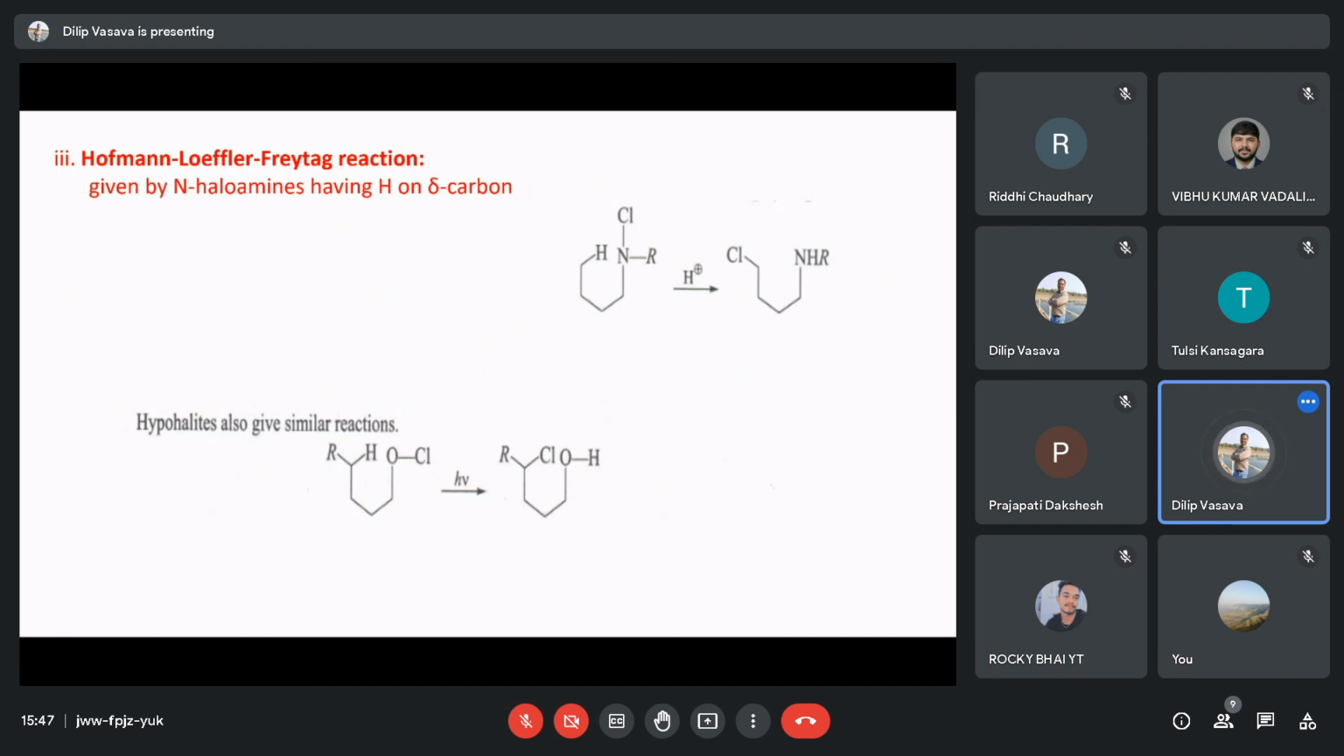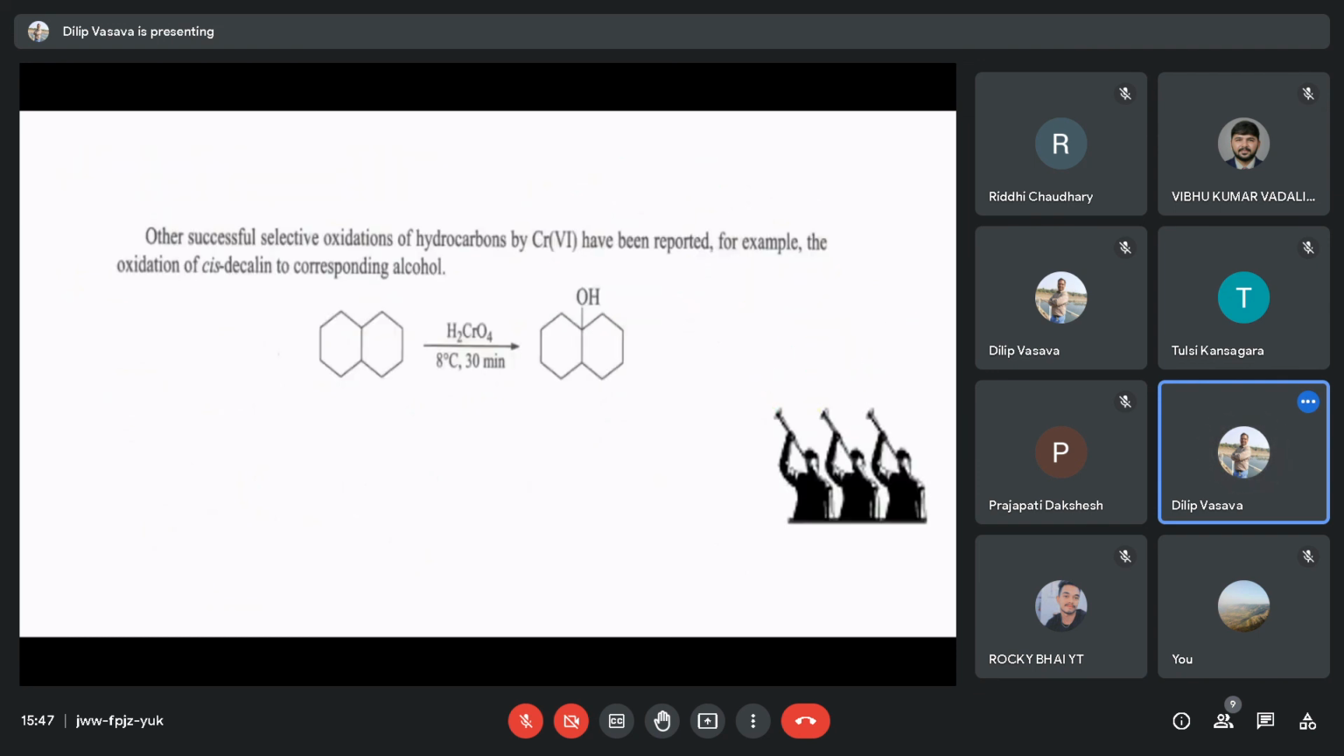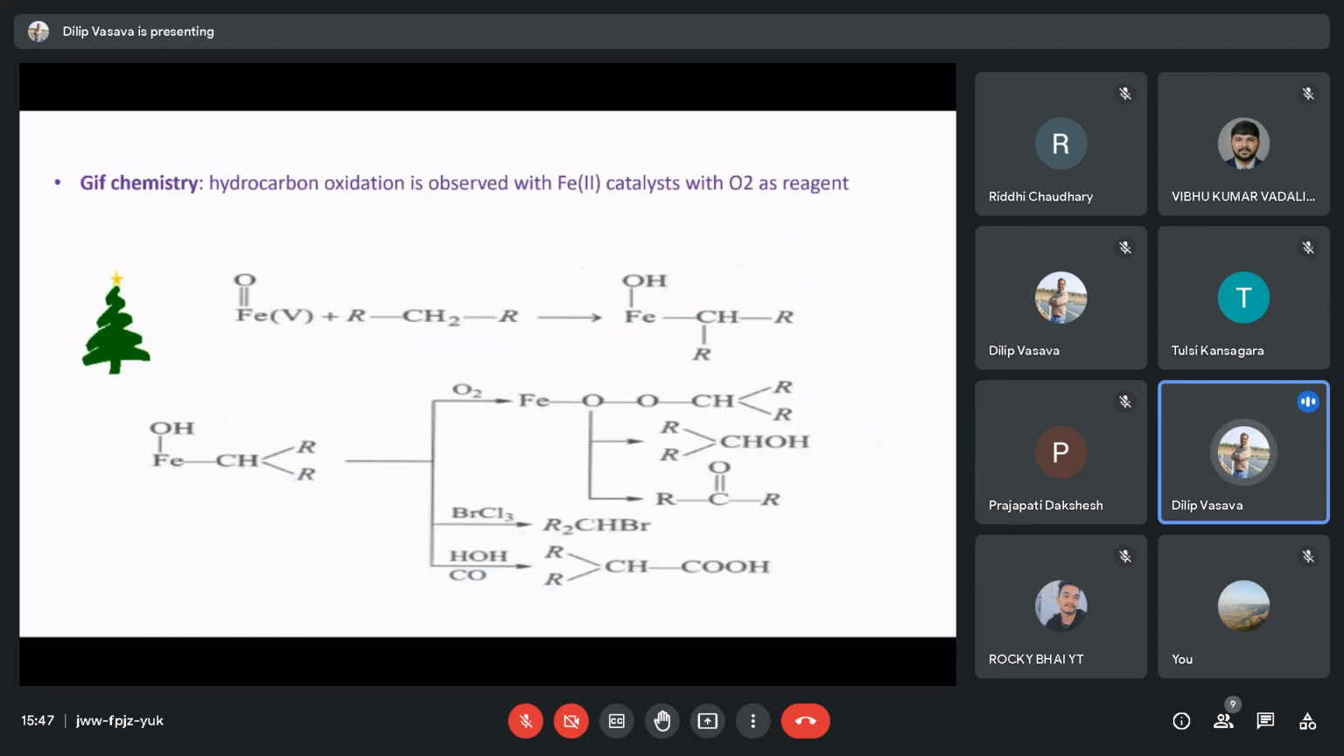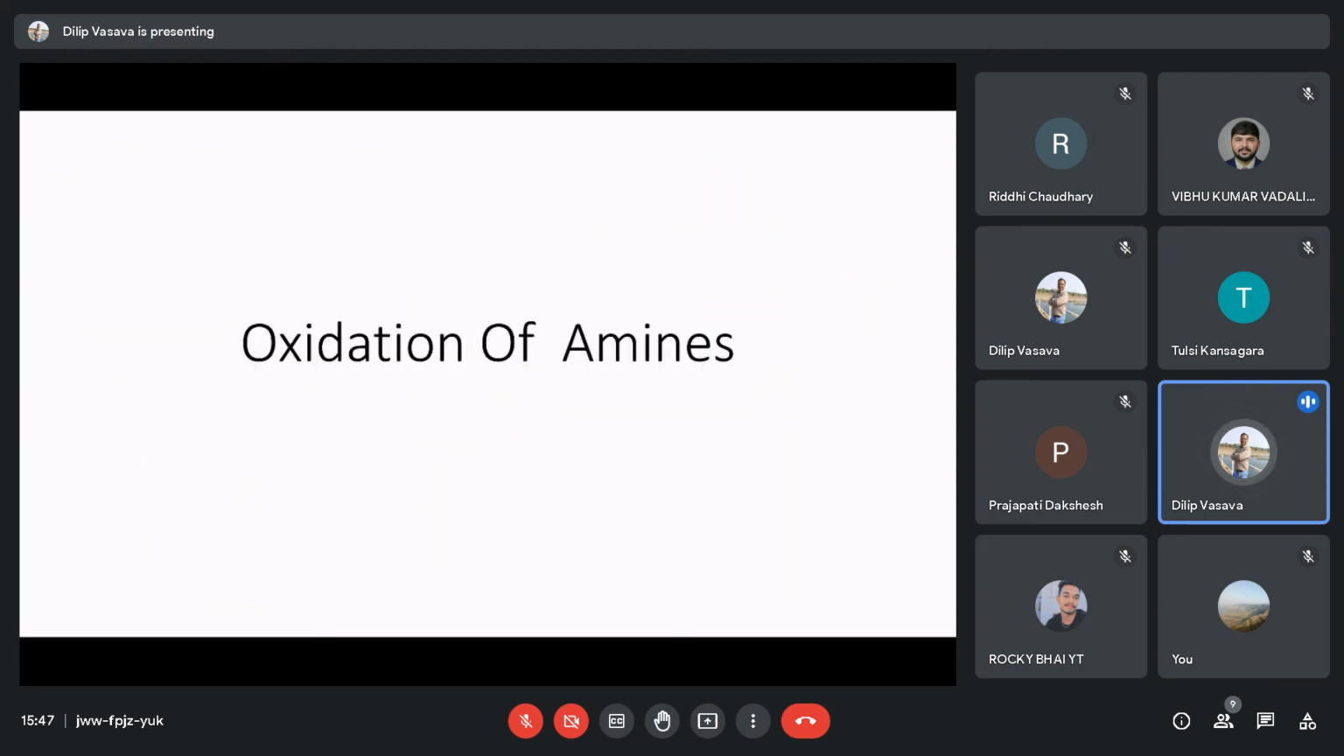The Hofmann-Löffler-Freytag reaction, where N-haloamines are given, and the delta carbon is oxidized. This is the GIF chemistry, and that mechanism is given.